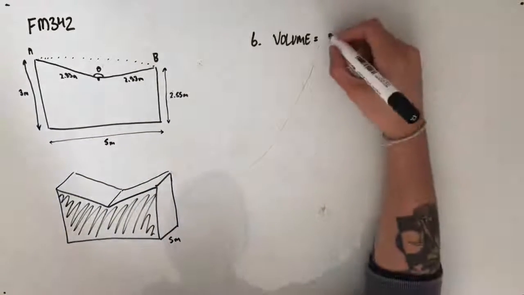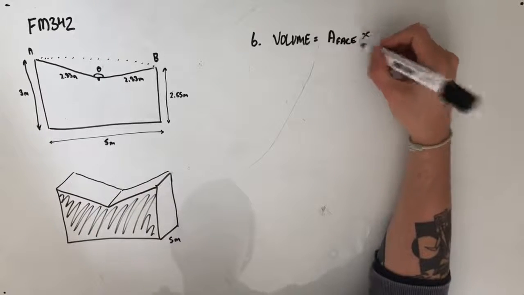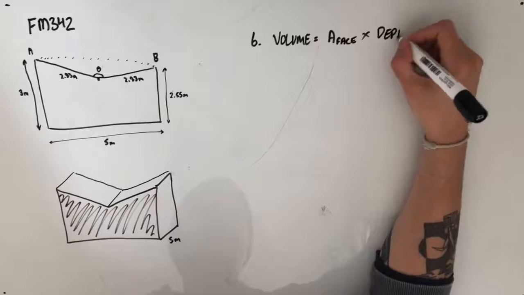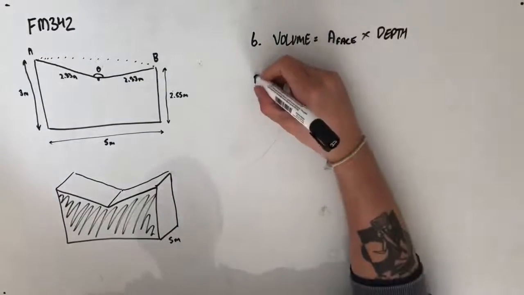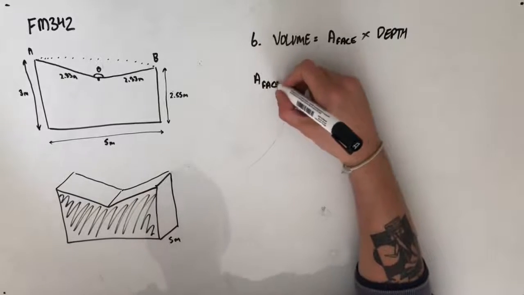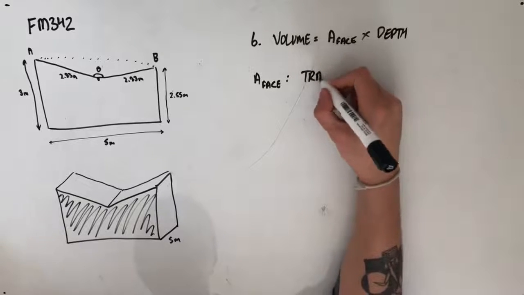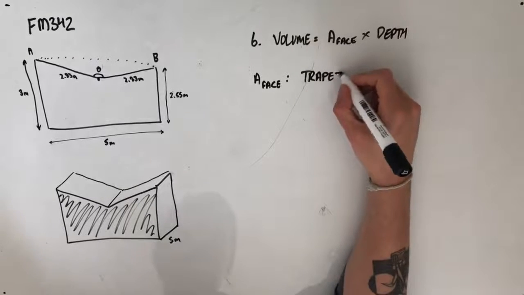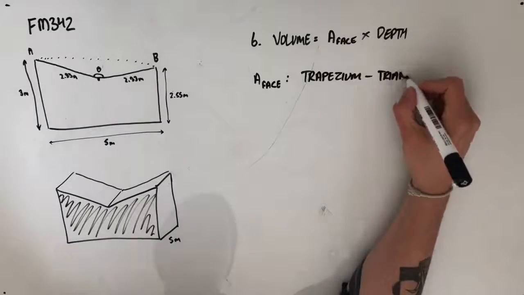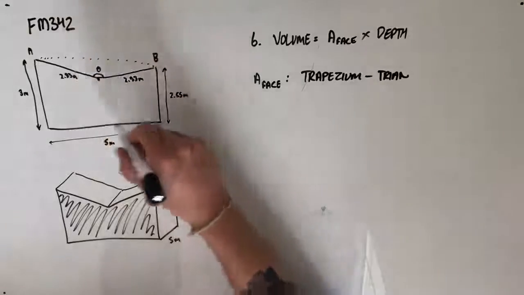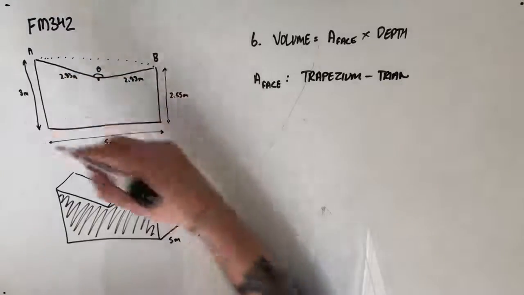So the way we're going to set this up is that the volume is going to be found by finding the area of the face and multiplying that by the depth that we've been given of 5 meters. So the trick here is going to be in finding the area of the face. Now the area of the face is going to be equal to the area of the trapezium minus the area of that triangle. So we're going to find the whole area of this, and then we're going to subtract the area of that triangle there.